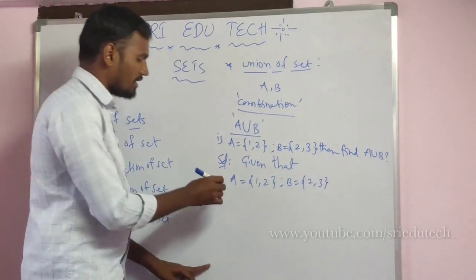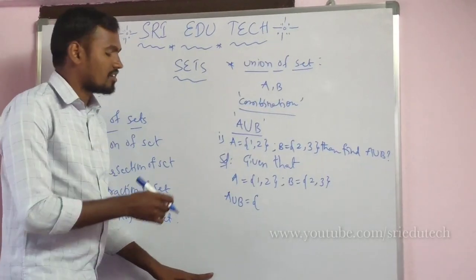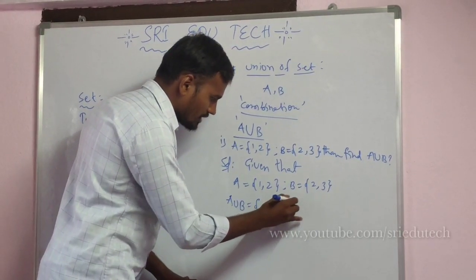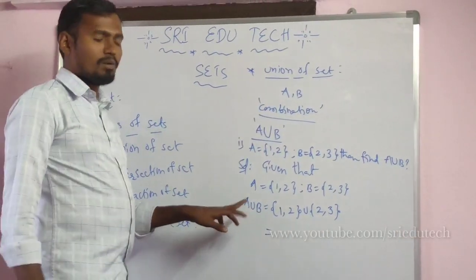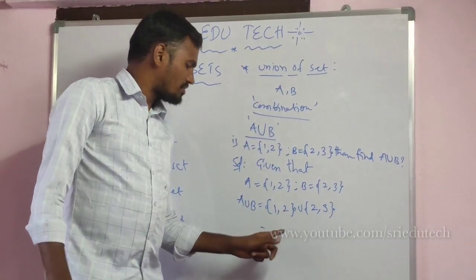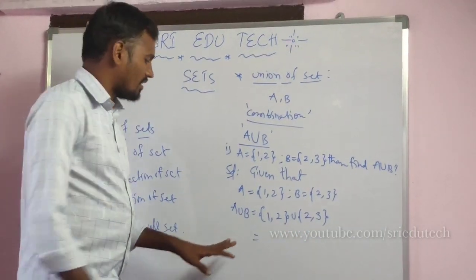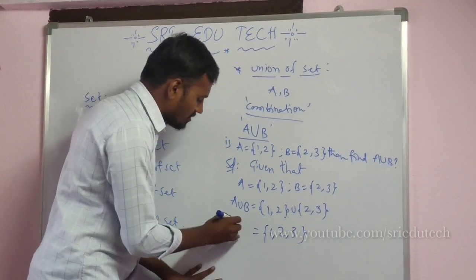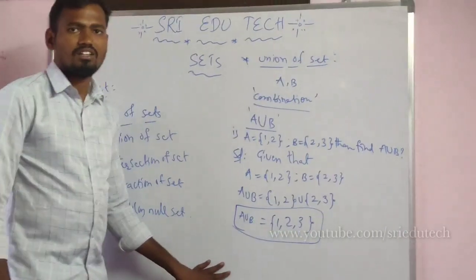Now we are doing A union B. So A union B means what? The combination of two sets. See, 1, 2 union 2, 3. In this A union B, it is the combination of two sets, and the common element in the two sets is written only once. Then you have the answer 1, 2, 3. It is called A union B equals 1, 2, 3.